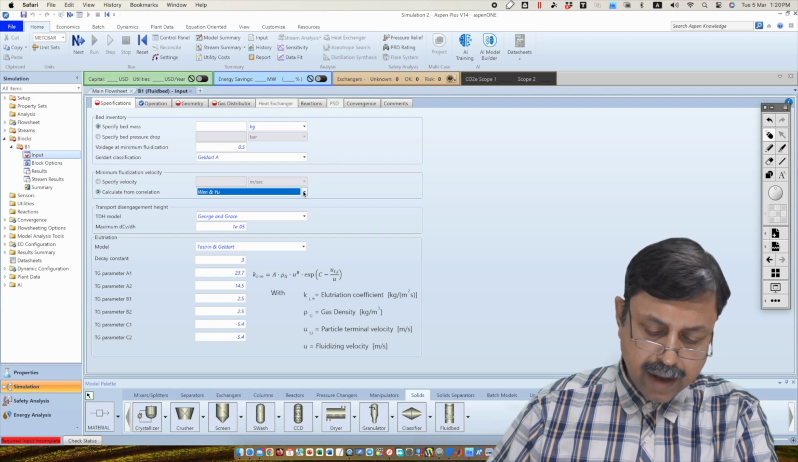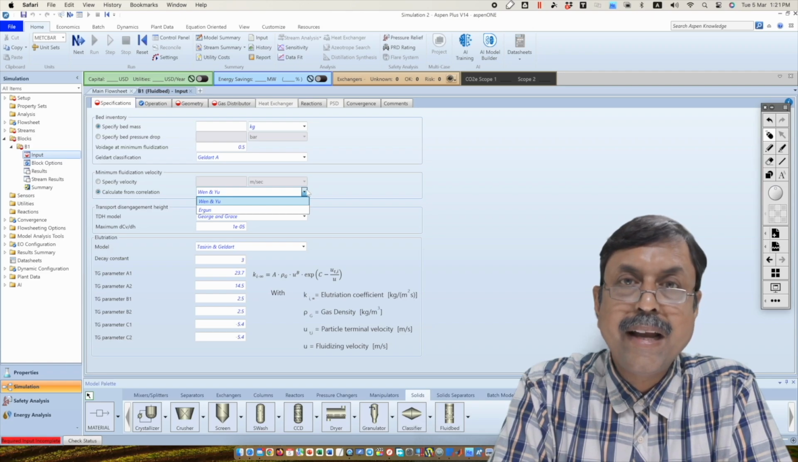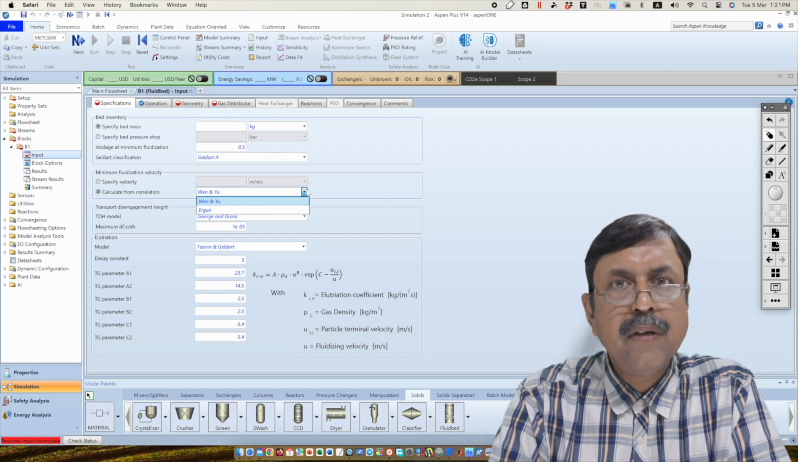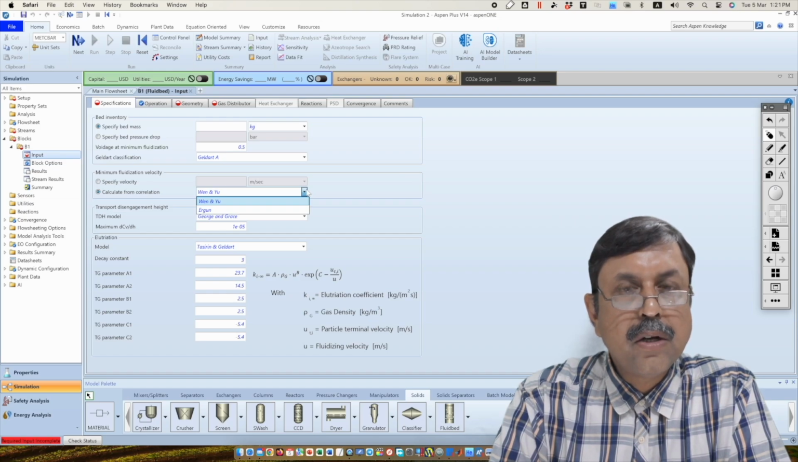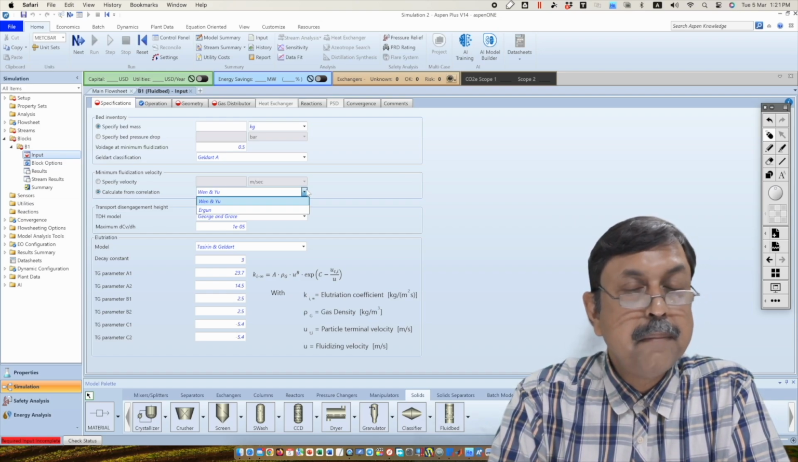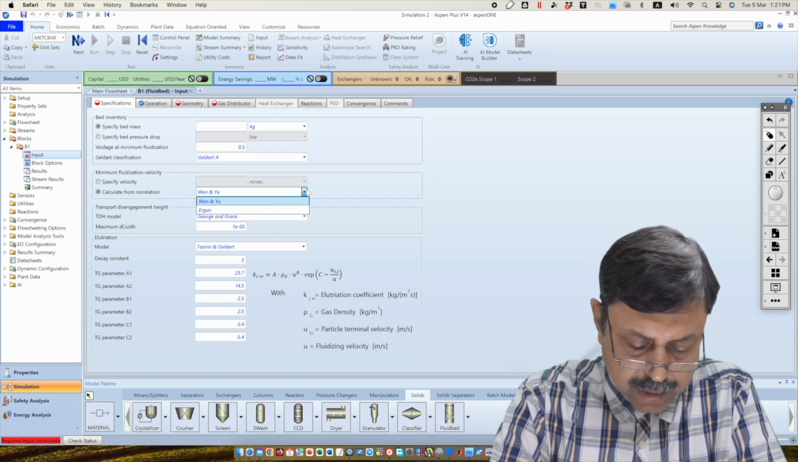Similarly, you will have another equation called the Ergun equation. Now, the Ergun equation is rather common for you because you might have used this Ergun equation or the Kozeny-Kármán equation for finding the pressure drop in a packed bed. So that equation also can be used over here.